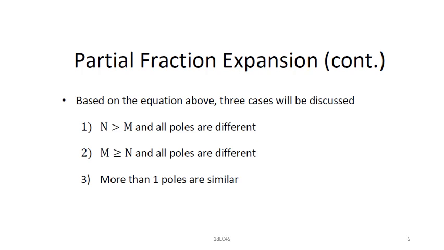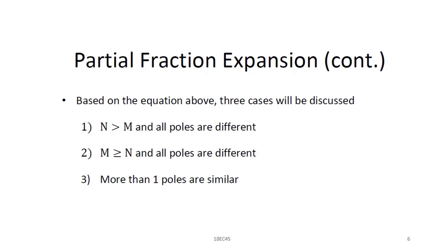Now based on the equation we discussed, three cases will be discussed. One is N greater than m and all poles are different. When the order of the denominator is greater than the numerator and all the poles are distinct, then we can apply the partial fraction method directly. So if the order of the denominator is N and the order of the numerator is m, if N is greater than m and all the poles are distinct, then you can apply the partial fraction directly.